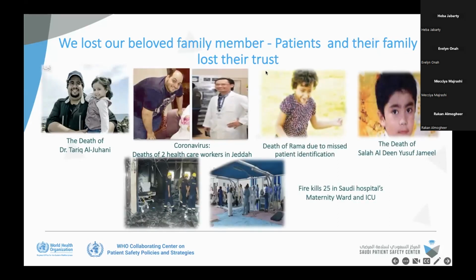We lost our beloved family members, patients, and their families lost the trust. These are a lot of examples of what is happening in our kingdom. So errors are happening everywhere. Most of our patients came to us for a tertiary procedure, and indeed all died from a medical error, and we failed them. This was one of the deepest, darkest times in our healthcare sector. So globally, we are in the same boat, and we are all victims of what is happening in healthcare. What is highlighted in the newspaper is only the tip of the iceberg.